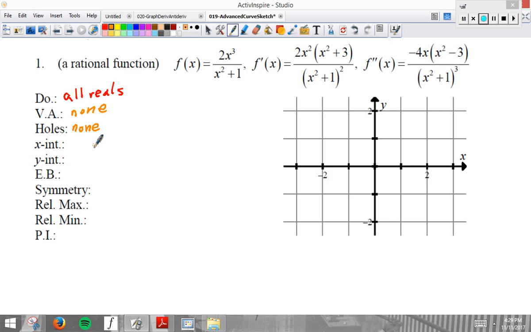X-intercepts. We're talking about using the equation f of x equals 0, which would be 2x cubed equals 0. Because for a fraction equals 0, the top has to equal 0. So only at x equals 0. And remember to list your x-intercepts as points. A clever student would notice that this is also our y-intercept.